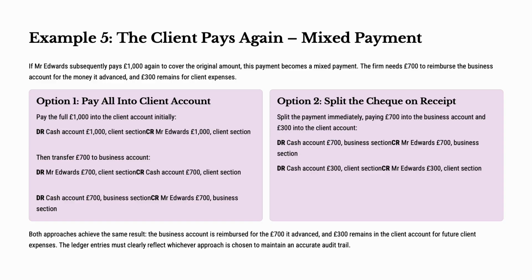So these are two entries when the money is moving from client account. And now you need to debit cash account £700 because money is arriving in business account. So debit cash account £700 in business section, and then credit Mr. Edward £700 in business section. So this is how it works in option one: you take all £1,000 in client account and then move your £700 to business section. And if you want to split it, you can split the payment immediately. At that point, you will be debiting cash account £700 business section and crediting Mr. Edward £700 in business section. Then you will be debiting cash account £300 in client section and crediting Mr. Edward £300 in client section. So this is how you can do it in both ways.